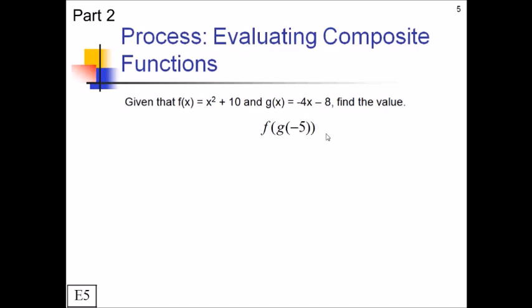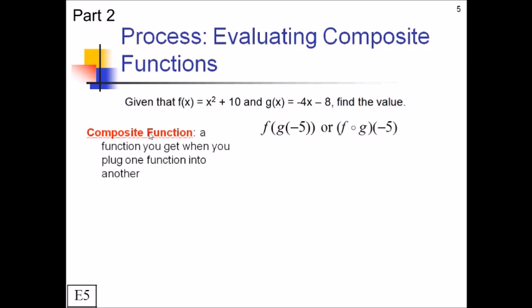So this is a weird notation, and it gets weirder. They sometimes write it like this. If you want to use your parentheses form here, they'll sometimes write f with a big open dot and then a g with something else out here. These two things mean the same thing. This is called a composition of functions, or a composite function. This is a function that you get when you plug one function into another function.